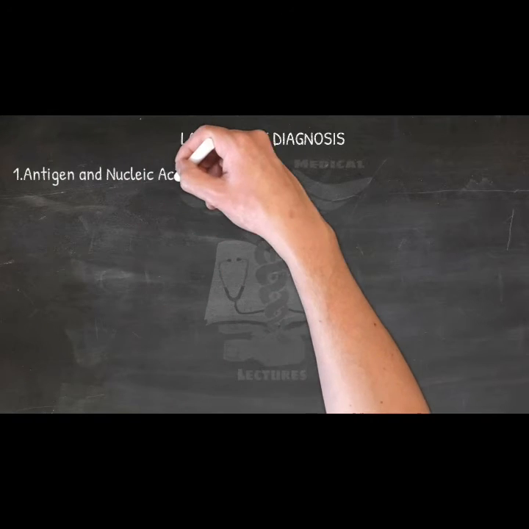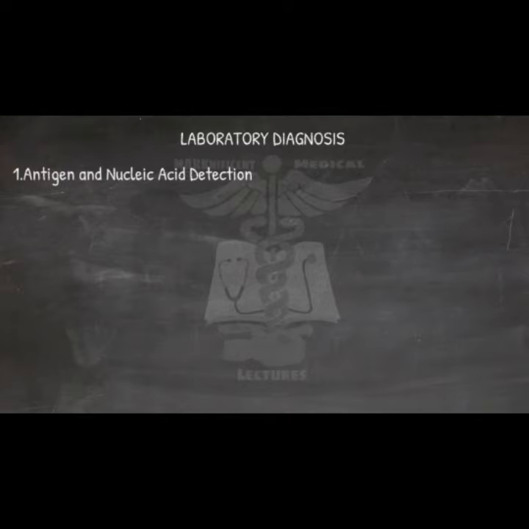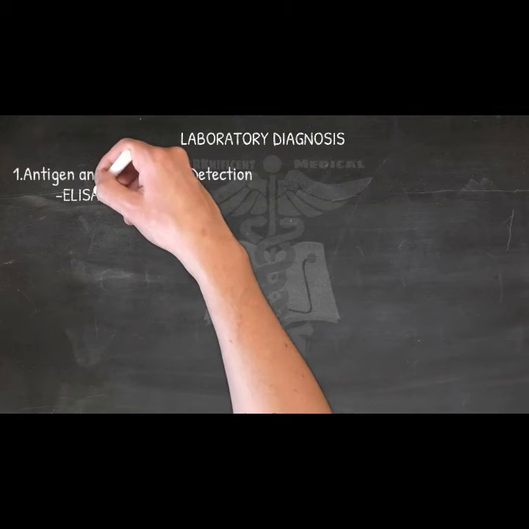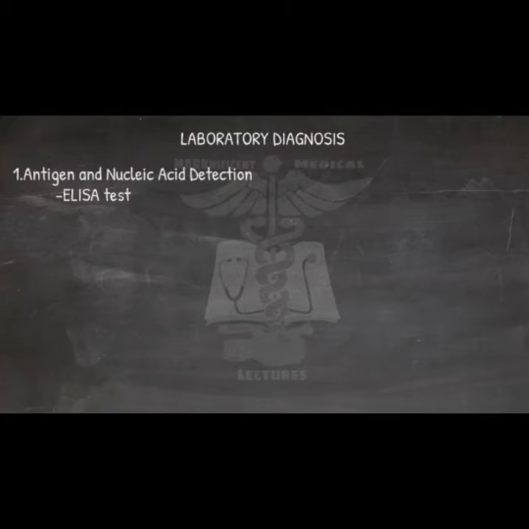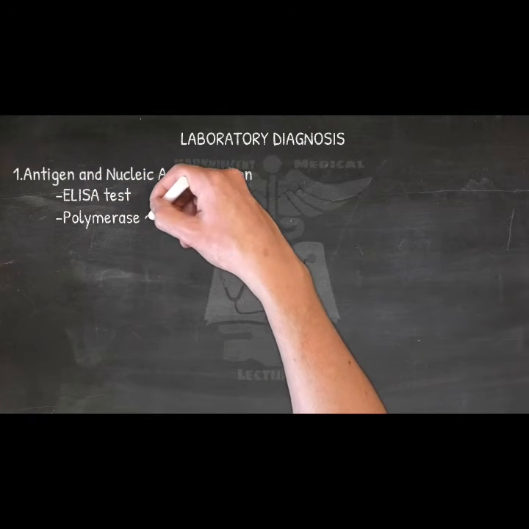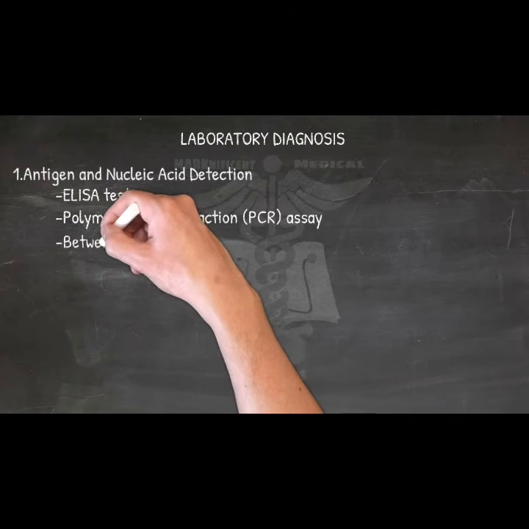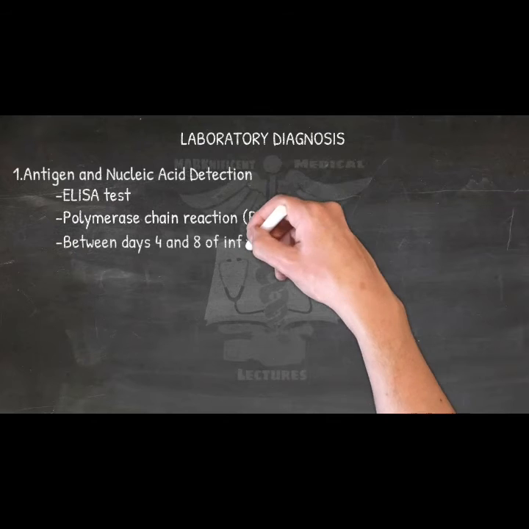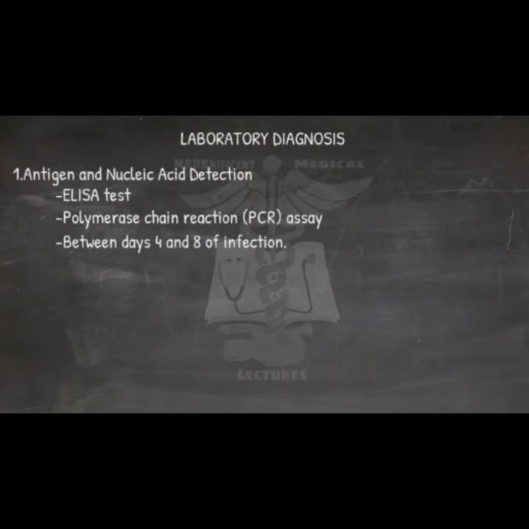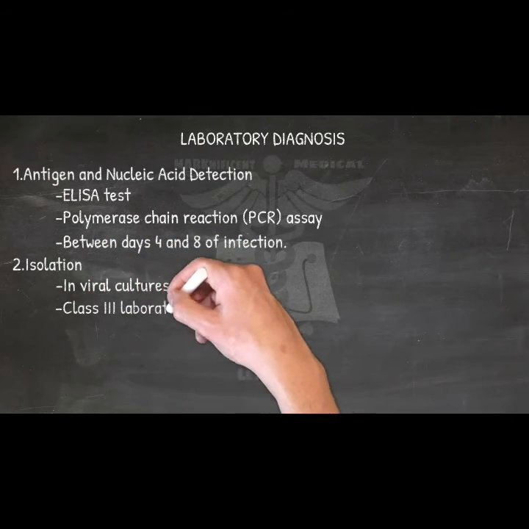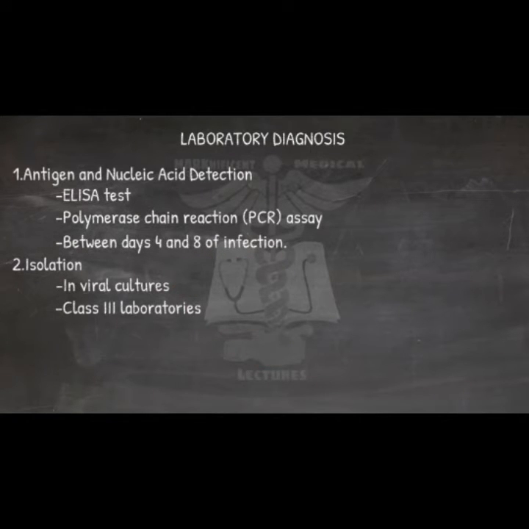1. Antigen and nucleic acid detection. Coronavirus antigens in cells in respiratory secretions may be detected using the ELISA test, and the virus may be detected by examination of stool samples by electron microscopy. Polymerase chain reaction (PCR) assays are useful to detect the viral RNA. It can be detected between 4 and 8 days of infection. 2. Isolation. SARS-CoV can be isolated in viral cultures. Isolation of virus is attempted only in Class III laboratories.